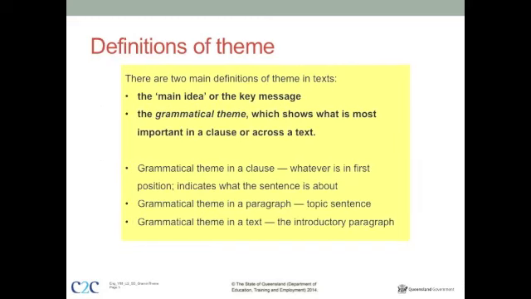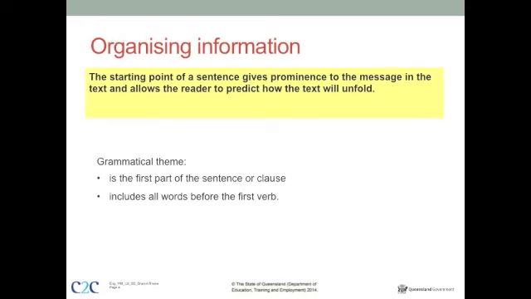There are two main types of theme. You've got your main idea or key message of the whole text, and your grammatical theme is looking just at that sentence level. So within the clause or within the beginning of a paragraph or the introductory paragraph of a whole text. Organising your information, the starting point of your sentence is where the most prominent message, the most important message is.